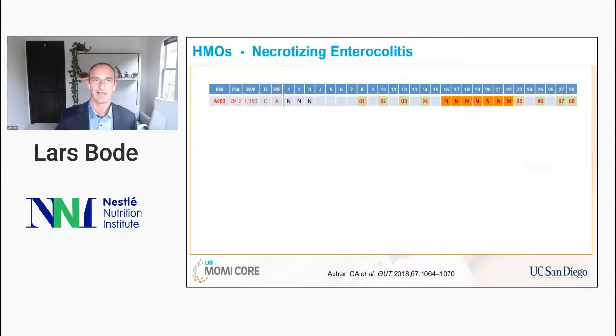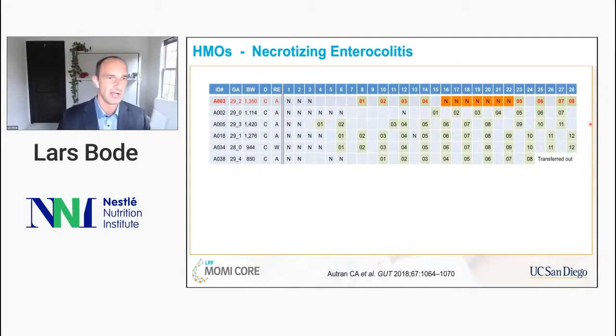And here's an example of how we matched cases and controls. Here on the top, you see a case. These are the first 28 days; we had milk samples available every time you see a number in one of those boxes. These red boxes highlight that the infant developed NEC during that time. So we had 4 samples before, 4 samples after NEC. And then we matched that based on gestational age, birth weight, delivery mode, when we have samples available, and so on, and then analyzed the oligosaccharides accordingly.